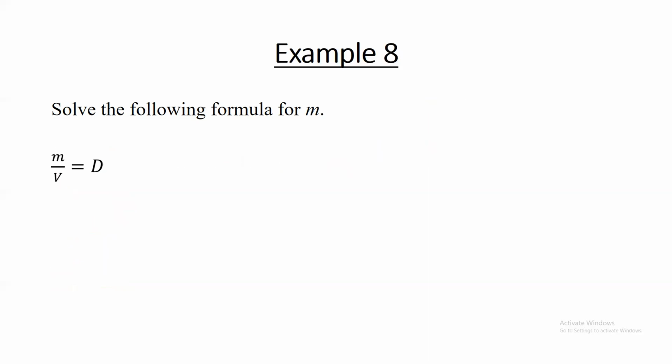M over V equals D. Again, a formula. We want to solve for M, and we do it the exact same way we did every other problem. We ask ourselves, what is happening to M, because M is what we are solving for. And of course, M is being divided by V.